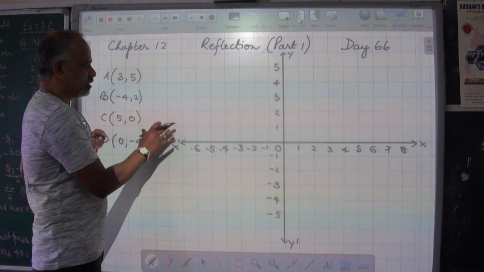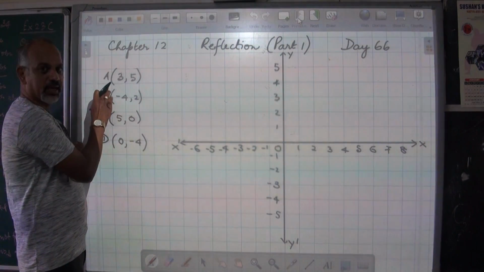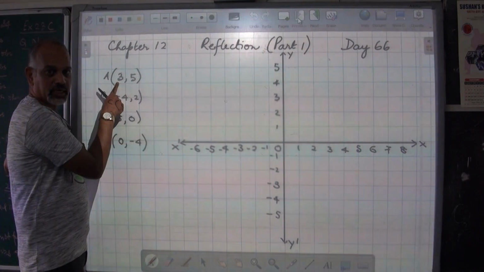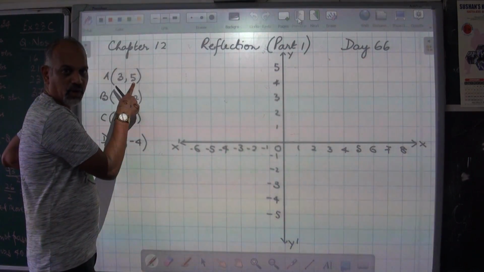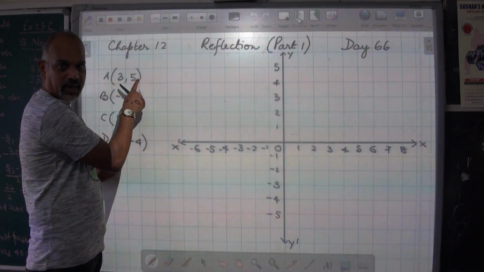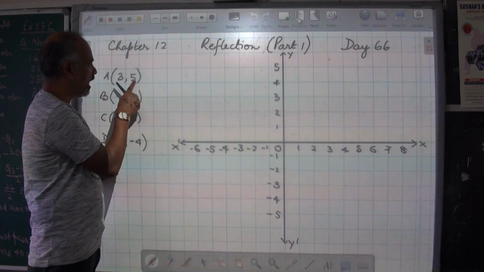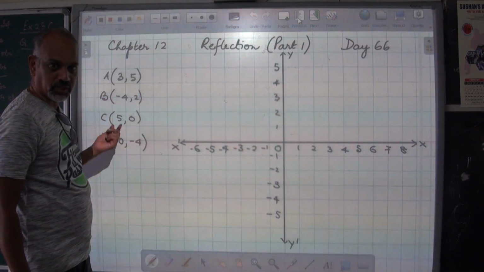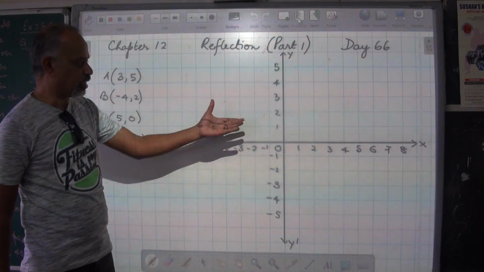Now, I have written 4 points here. Point A has coordinates 3, 5. 3 is the x coordinate or the x value and 5 is the y coordinate. So any point has a certain x coordinate and a y coordinate. So 3 here is the x coordinate and 5 is the y coordinate. Similarly, I have written 3 more points other than A. First, I am going to show you how to plot them on the graph.